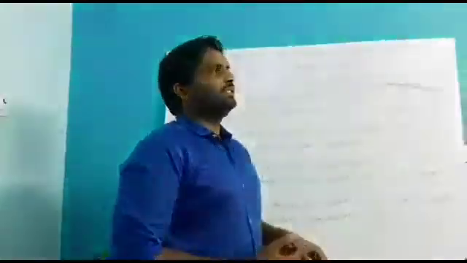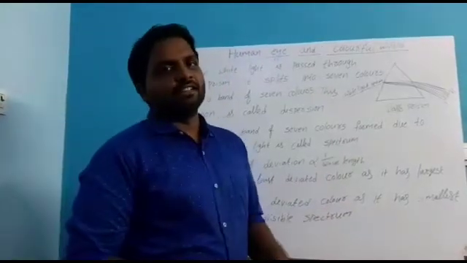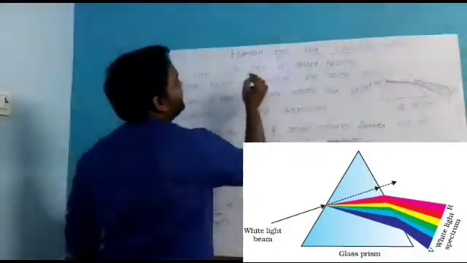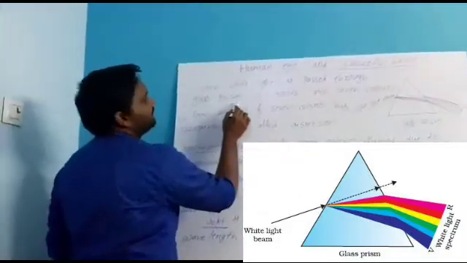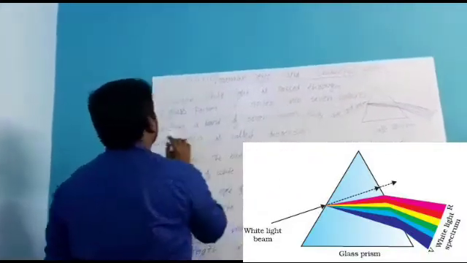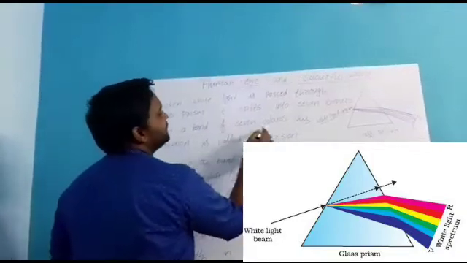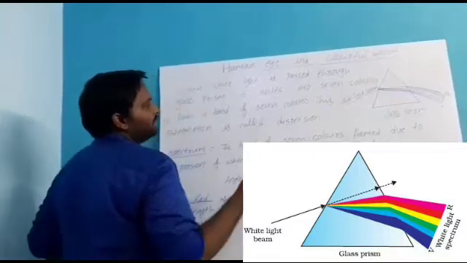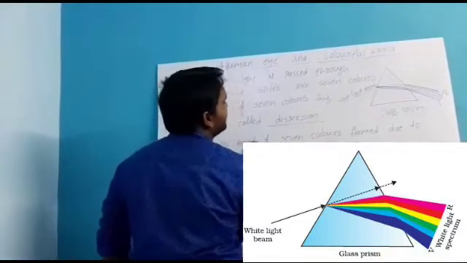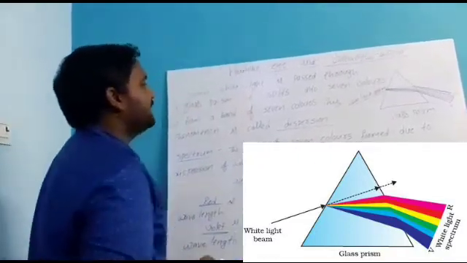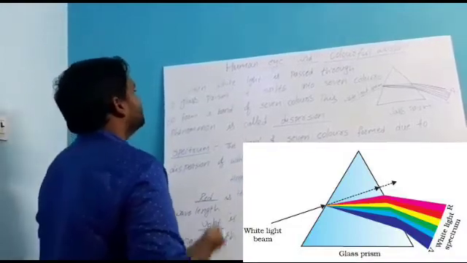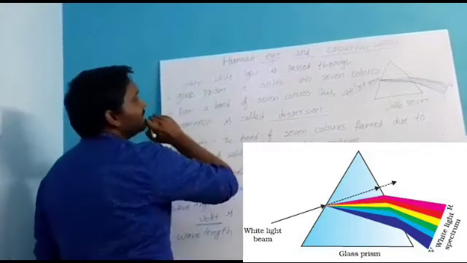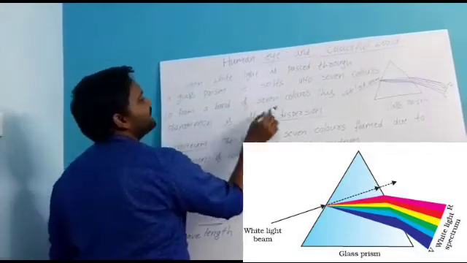Previously we discussed the angle of deviation. So see here, when white light is passed through a glass prism, it splits into 7 colors to form a band of 7 colors. This phenomenon is called dispersion. This is a very important definition. They will ask you in the exam, define dispersion. So you should say, when white light is passed through a glass prism, it splits into 7 colors to form a band of 7 colors.